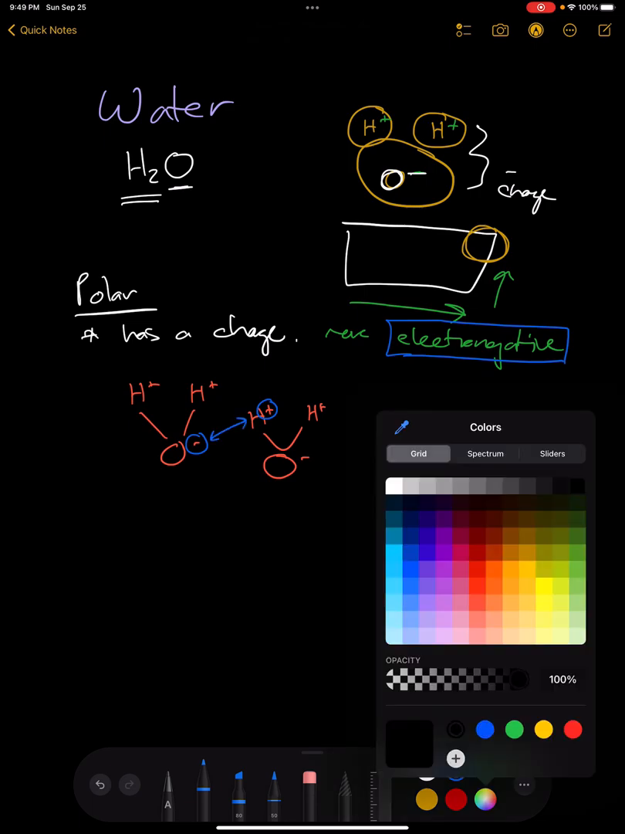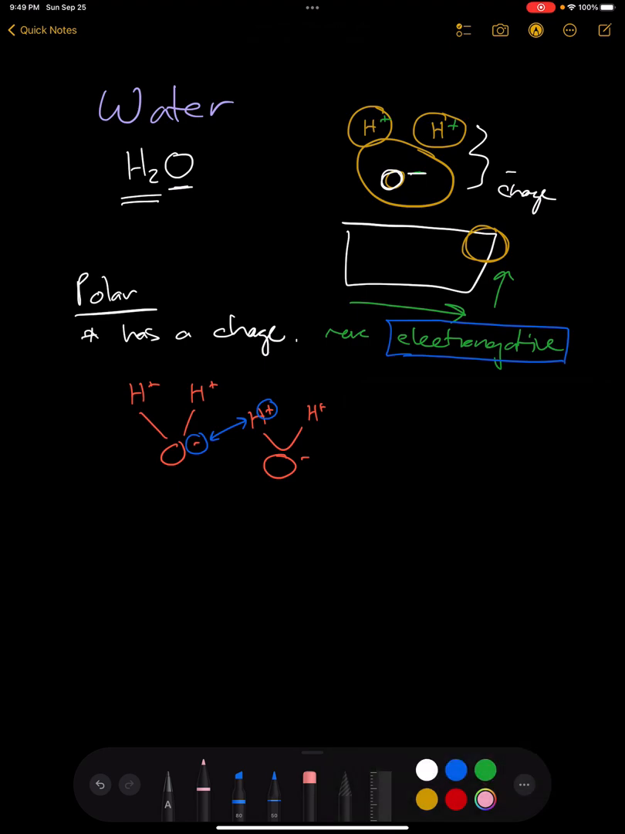And this property right here, when one water molecule is attracted to another, this is called cohesion, okay? Because cohesion is when water binds to water. And the reason it's able to do that is because water is polar. It means it has a charge. And so if you were to drop a bunch of water droplets close to each other, they would start to bead up into one big molecule because they become attracted to each other.